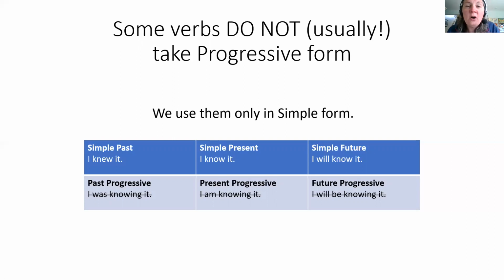Now, we can also use this, of course, in the past tense and in the future tense, but always and only in simple form, never in progressive. So never with past progressive, never with future progressive. Always and only these verbs can be used in simple form, simple present, simple past, simple future.